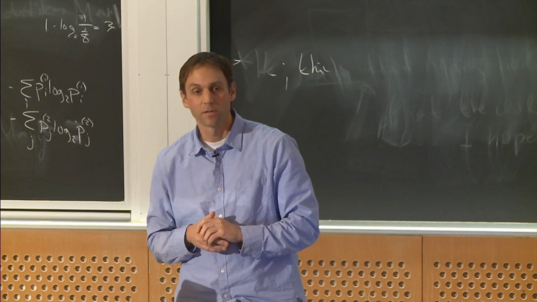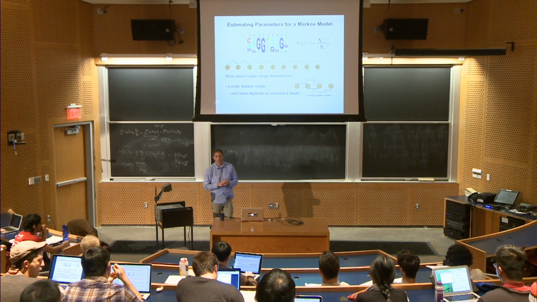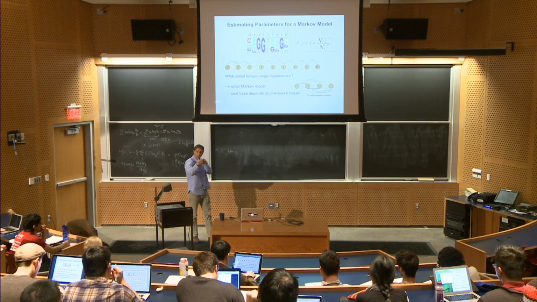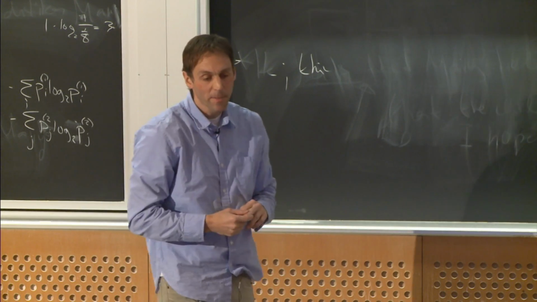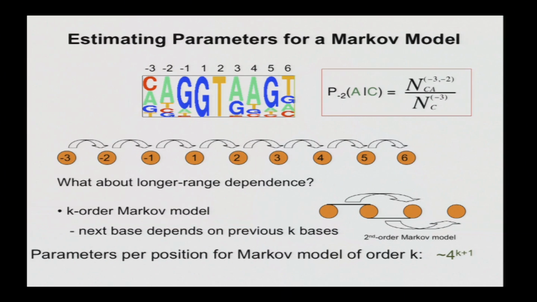Okay, and what about a second order Markov model, where you condition on the 2 previous positions? 64, right? So you have 2 possible bases you're conditioning on. That's 16 possibilities times 4. Okay. So in general, the formula is 4 to the k plus 1. So this is really the issue. If you have only 100 sequences and you need to estimate 64 parameters at each position, you don't have enough data to estimate those. So you shouldn't use such a high order model.